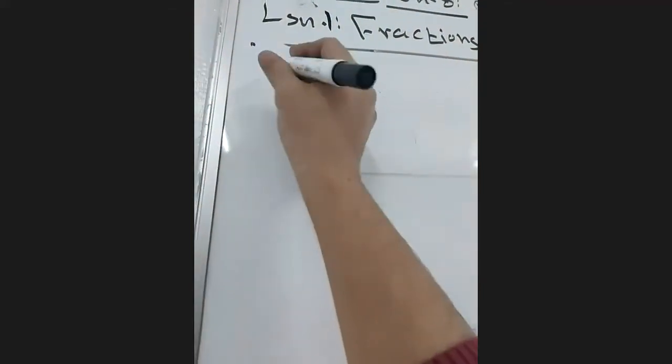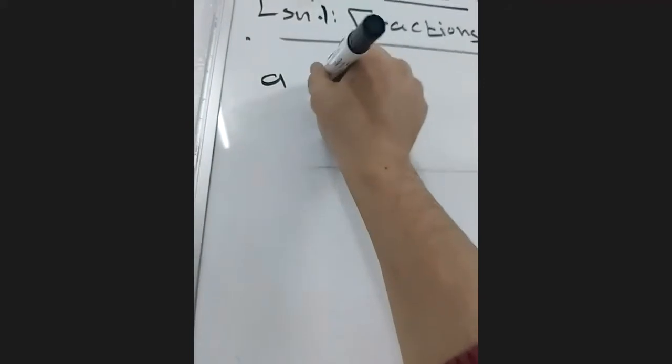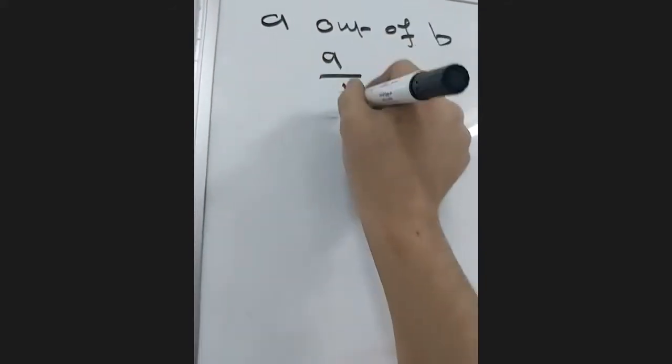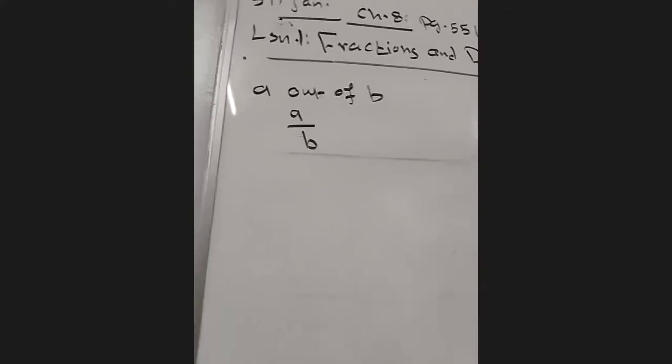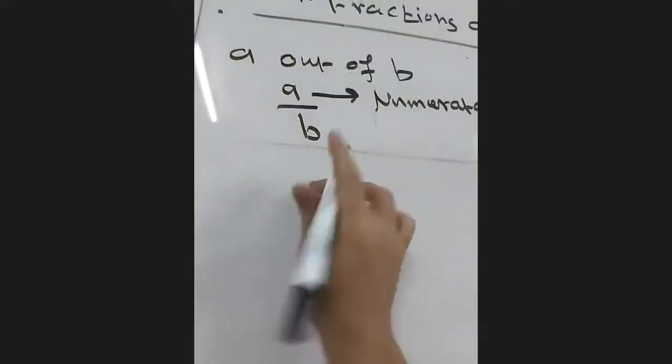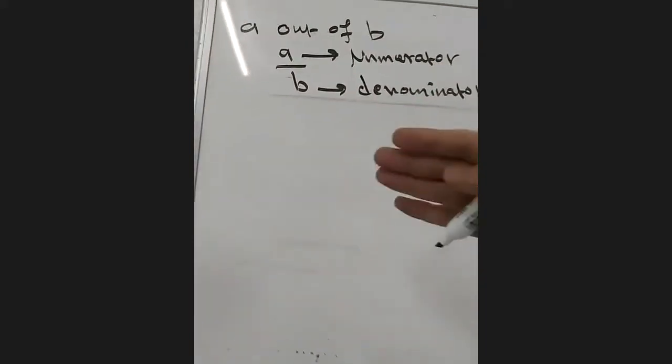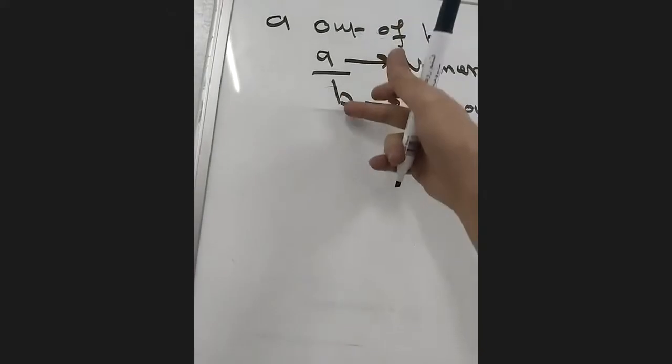For example, if we have a number A out of B, like 3 out of 5, we call it A over B. We will call the A numerator, and we will call the B denominator. So the fraction is formed from a line, an upper number, and a lower number.